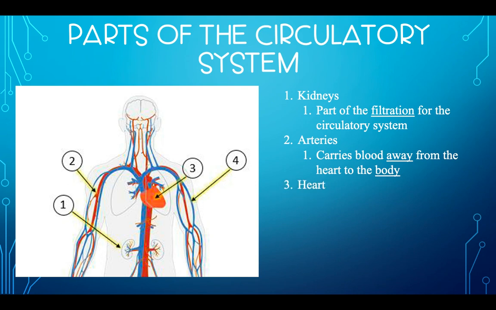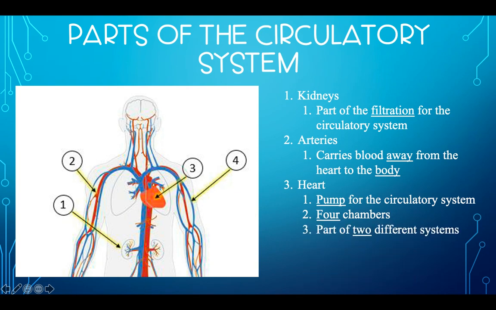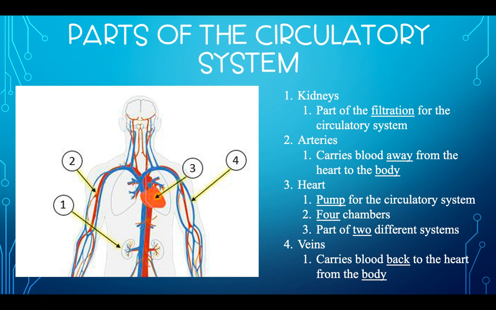The third thing is your heart itself. It's a pump for the circulatory system. It also has 4 chambers, which we'll get into in a few slides. And then it's part of 2 different systems: taking part in oxygen-rich blood and taking part in oxygen-depleted blood. The fourth part is your veins. They're colored blue here. They're what brings blood back to your heart from the body.